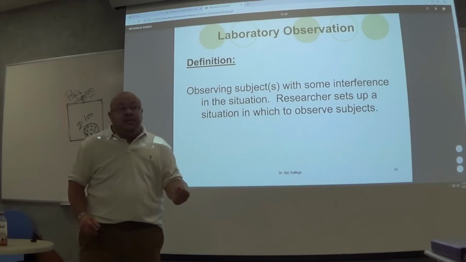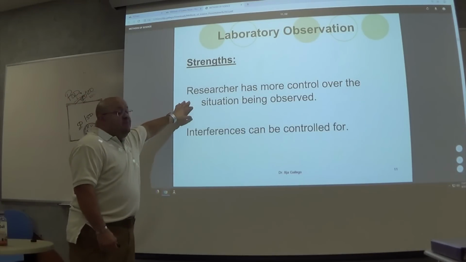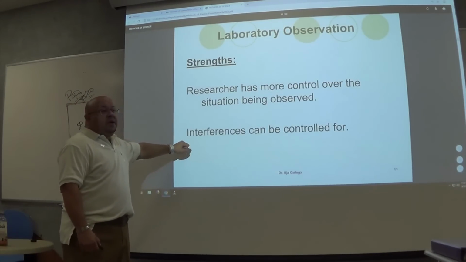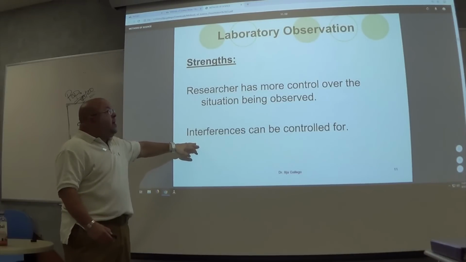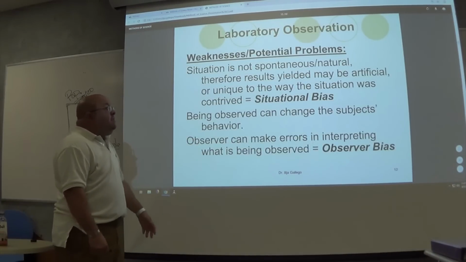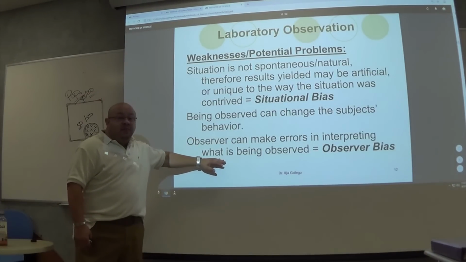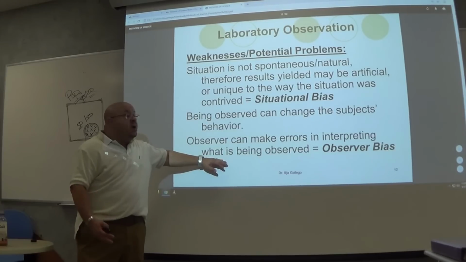But that also presents a problem. So I have more control, and I can control for interferences and say, don't do that, or whatever. However, I have still the potential to make a mistake in what I see, right? To misunderstand or miscount.